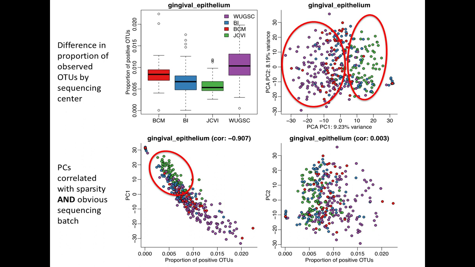For example, here's a more striking difference, where in gingival epithelium, you can see differences in the proportion of OTUs by sequencing center. So in the top left, we see the proportion of positive OTUs in box plot format, where JCVI in green is at the bottom end, and WashU in purple is at the top end. And when you do your PCA, you can really see where the two sites diverge. They're at opposite ends of the PCA plot in the first coordinate. At the bottom left, we also see that principal components are highly correlated with sparsity and obvious sequencing batch.